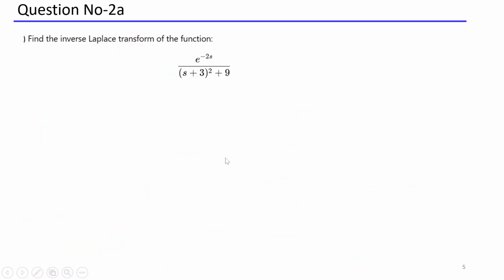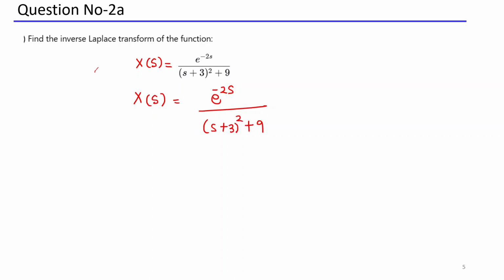Now come to the second question, question number 2. Find the inverse Laplace transformation of this. Let me call this X of s. Can anyone tell me the answer? How many of you are aware of the inverse Laplace transformation? Okay, let me do it for you. Forget about the multiplied factor e to the power minus 2s, divided by (s plus 3) whole square plus 9. This is the question given to you.